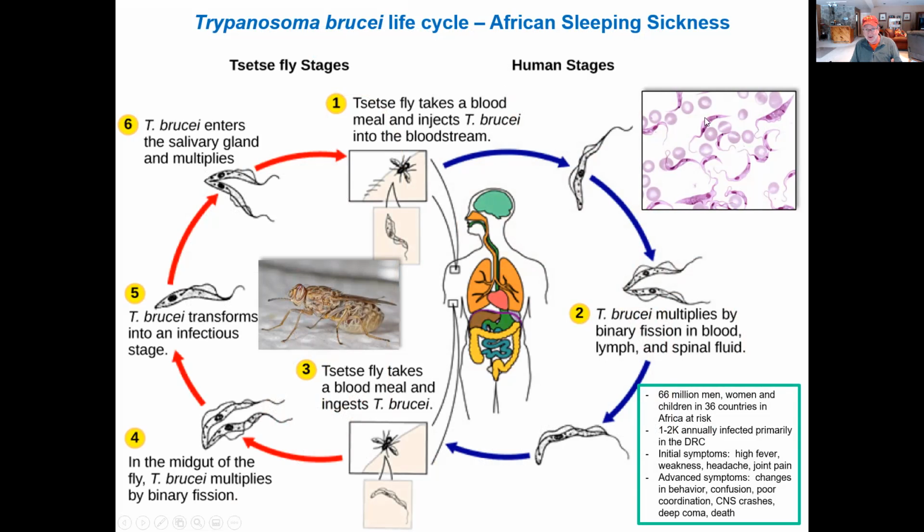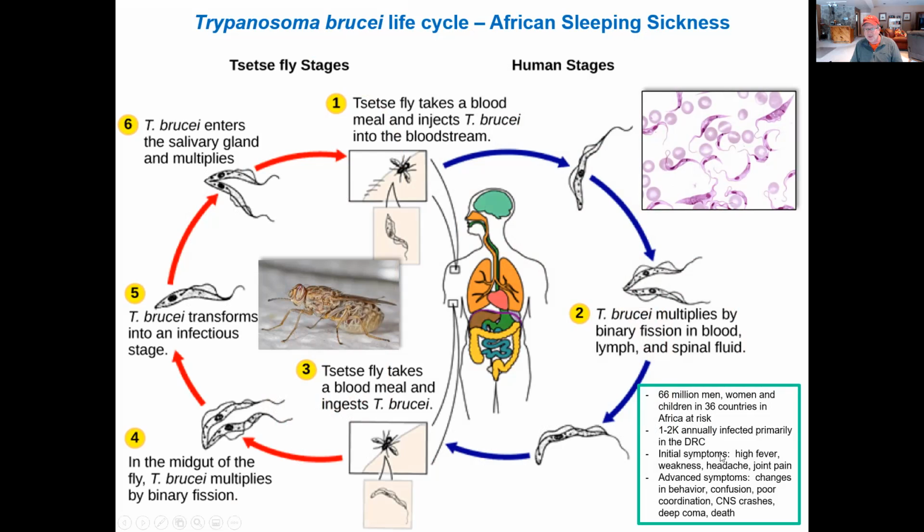And here's what it looks like under the microscope. This is what we saw in lab, a month ago almost now. These are red blood cells, these circular pink structures should look familiar to you. And then these guys here with a little undulating membrane and the flagellum, these are the trypanosomes.